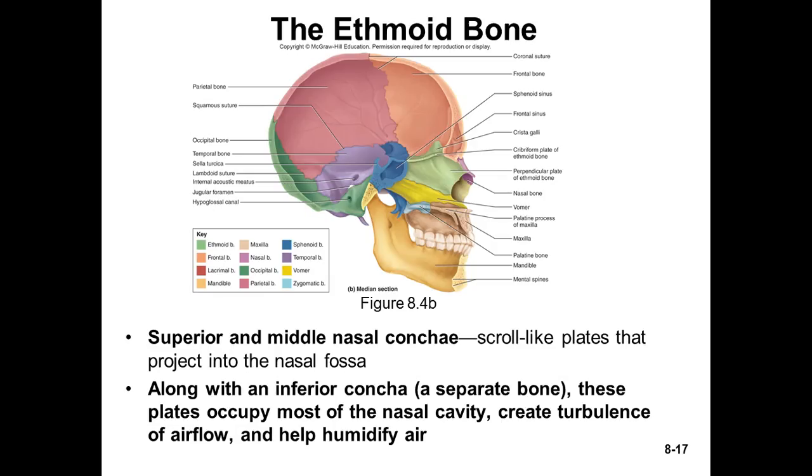Some anatomy textbooks call this turbulence, where the air spins against the mucous membrane. The air movement is slowed, which provides time for the warming, the humidification, and the removal of dust before it reaches the lungs. So they ensure that the air contacts the mucous membranes that cover these bones, which cleanse, humidify, and warm the inhaled air before it reaches the lungs.